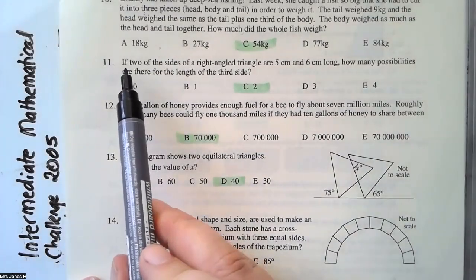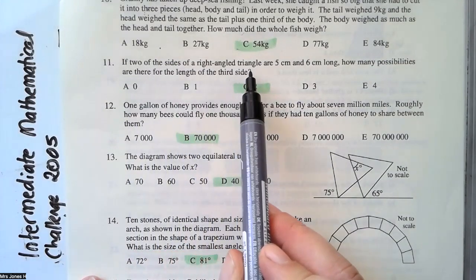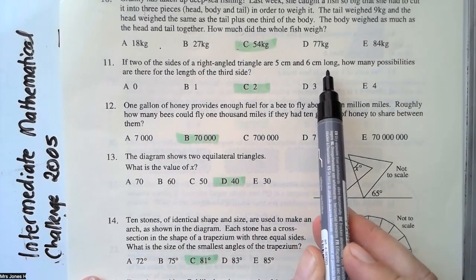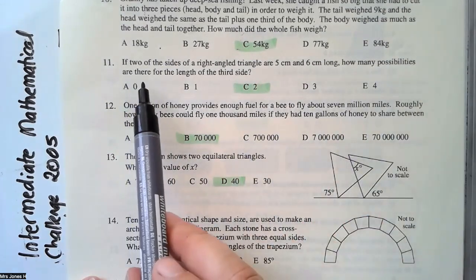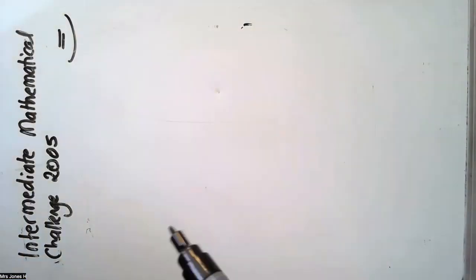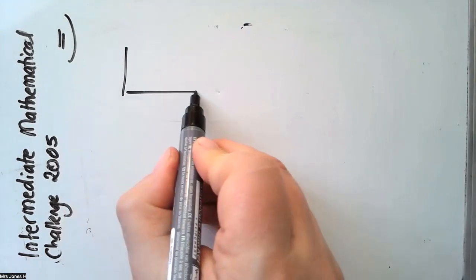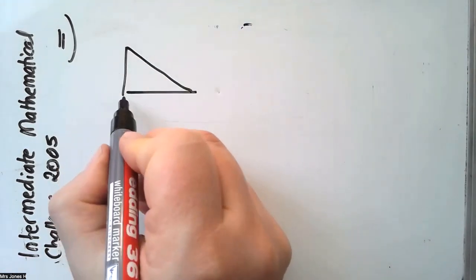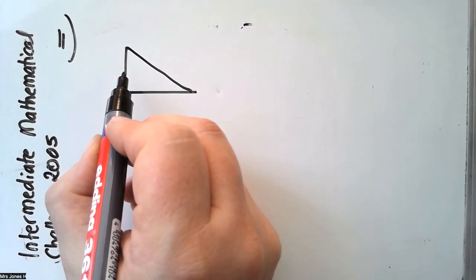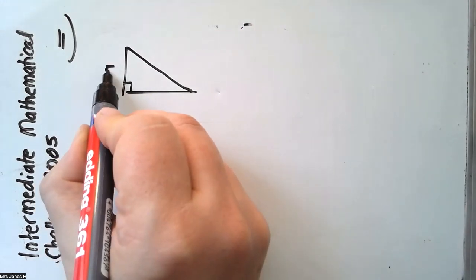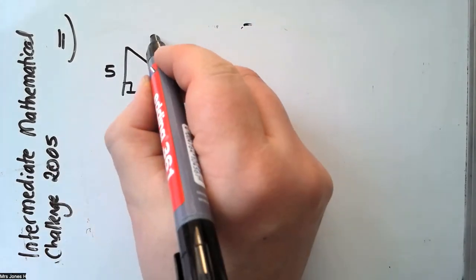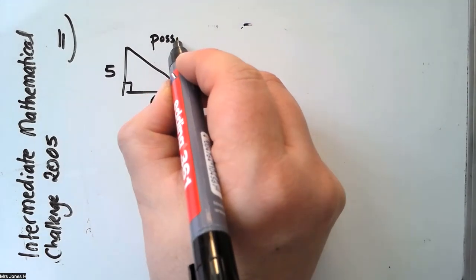Question 11. If two of the sides of a right-angled triangle are 5 centimetres and 6 centimetres long, how many possibilities are there for the length of the third side? So if we've got a right-angled triangle and we are looking at this side being 5 and this side being 6, then this will have a possible length. I don't actually need to work it out.